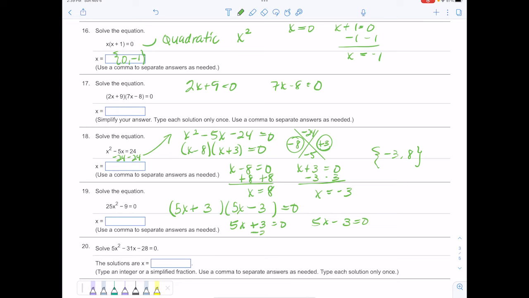So here I would subtract 3. And 0 minus 3 is negative 3. And then I would divide by 5. So x equals negative 3/5. And my other answer is just going to be positive 3/5. So you would add 3 and then divide by 5. So your two answers are negative 3/5 and positive 3/5.